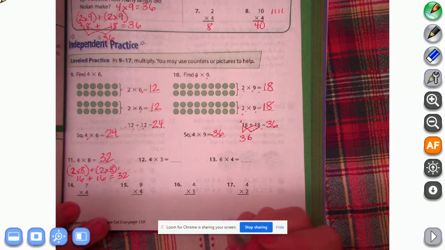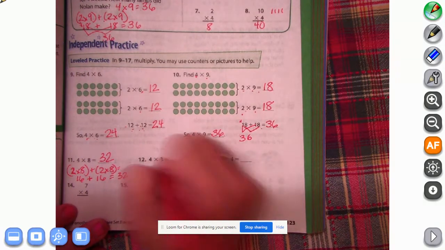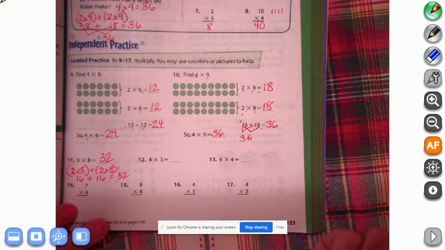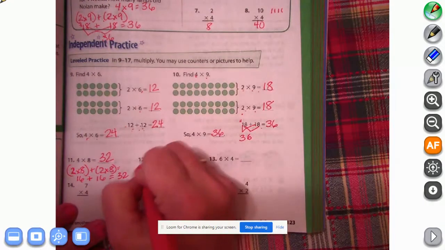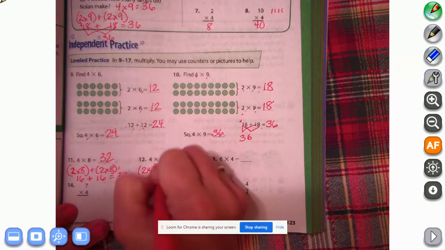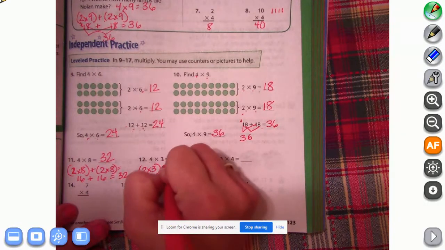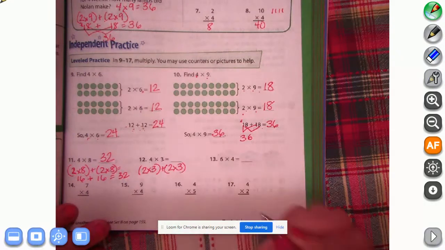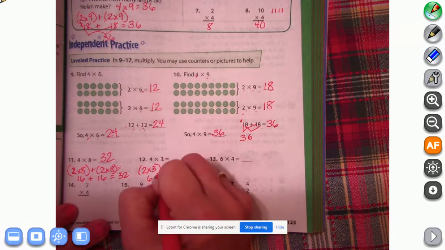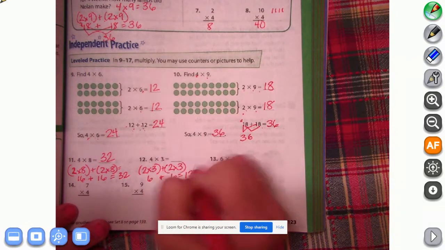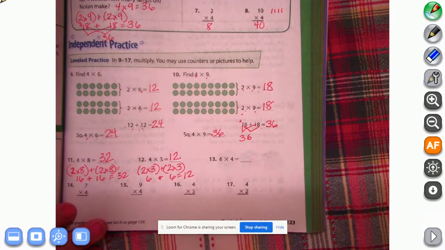Okay, if you need more time, go ahead and push pause. 4 times 3. Now that could be easy, right? We could skip count by 3. We could skip count by 4. We could add 4 three times. But we are practicing the distributive property. So we are going to break it down even though it's an easier problem. We're just practicing it on the easy ones. So 2 times 3 plus 2 times 3. 2 times 3 is 6 plus 2 times 3 is 6. 6 plus 6 is 12, so 4 times 3 is 12.